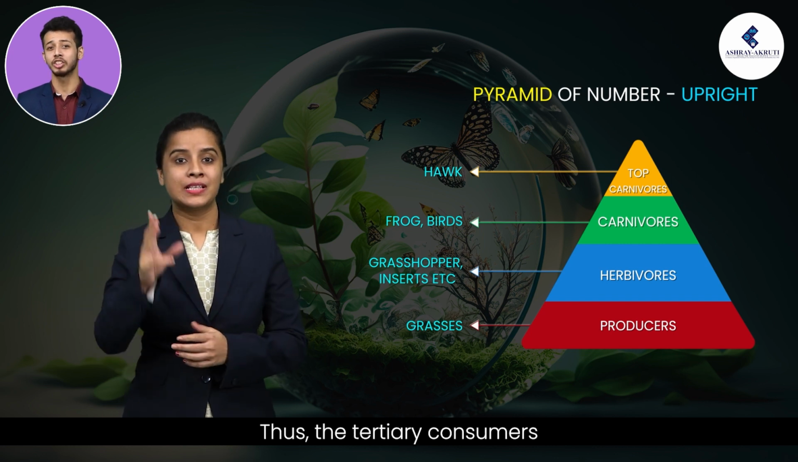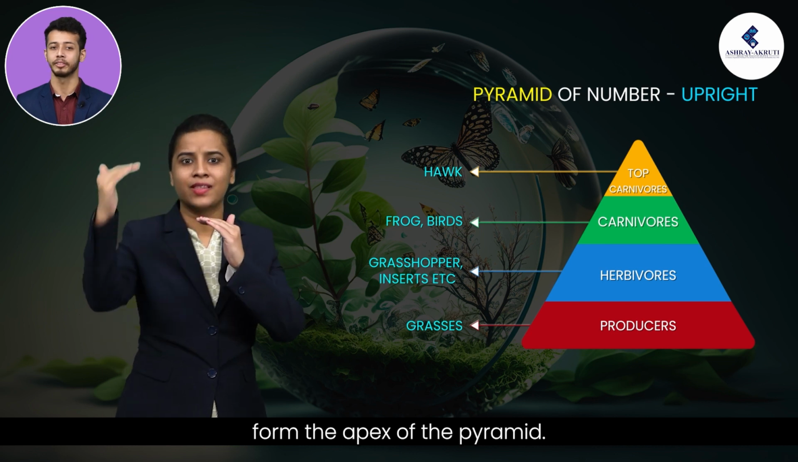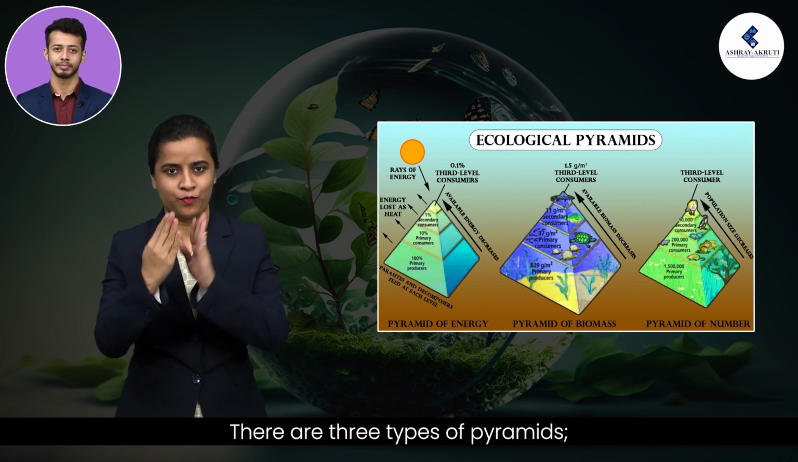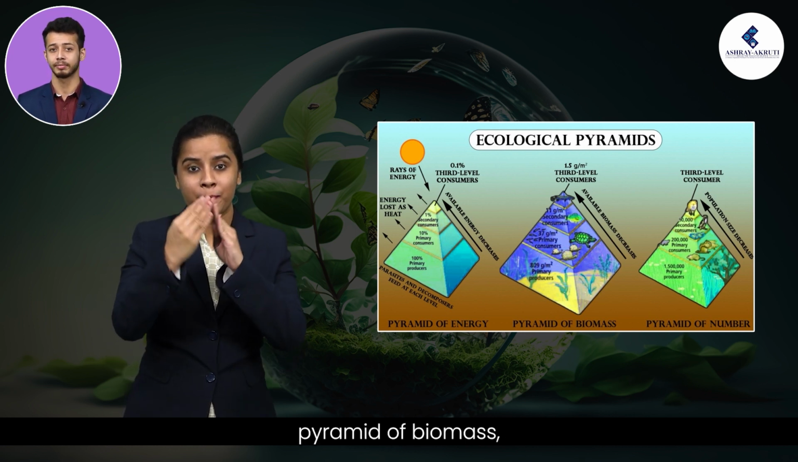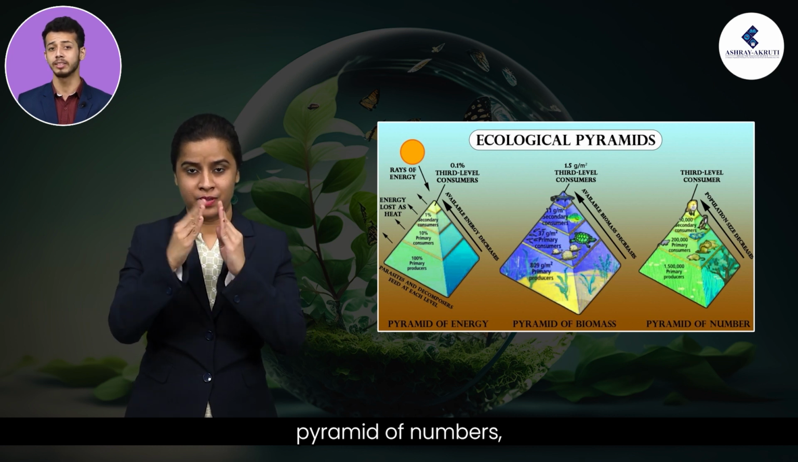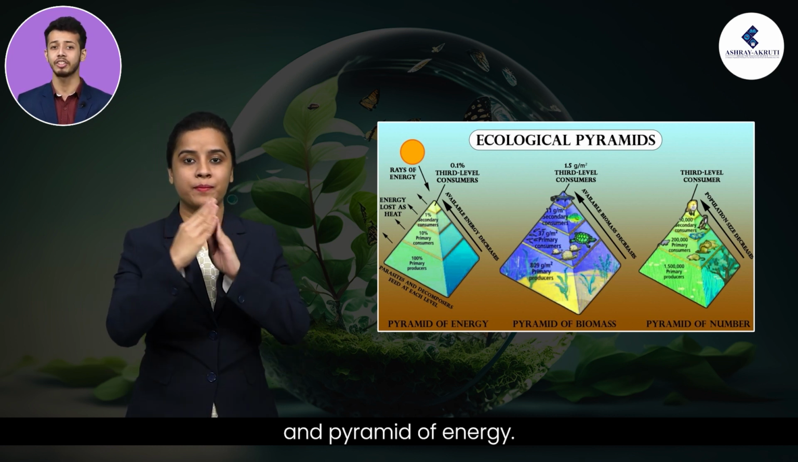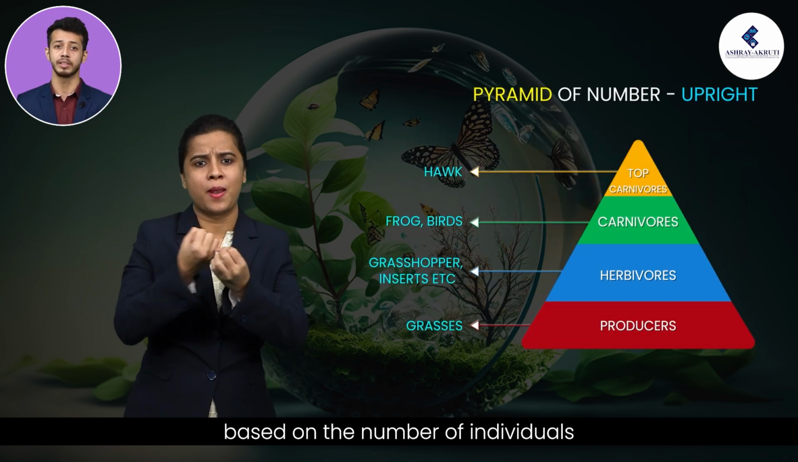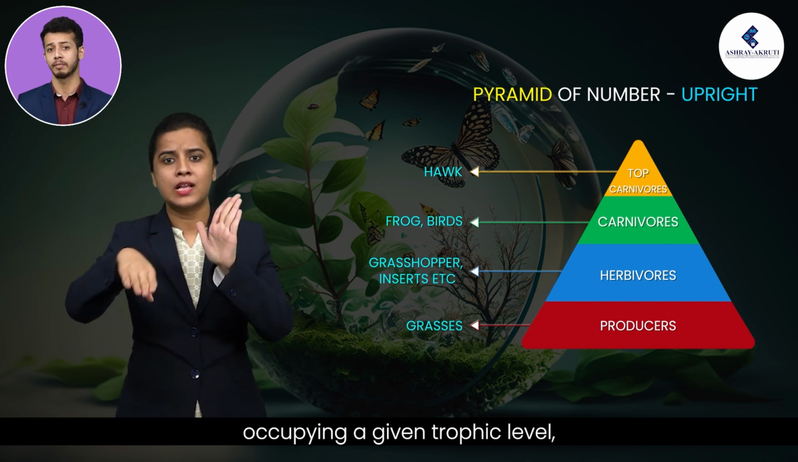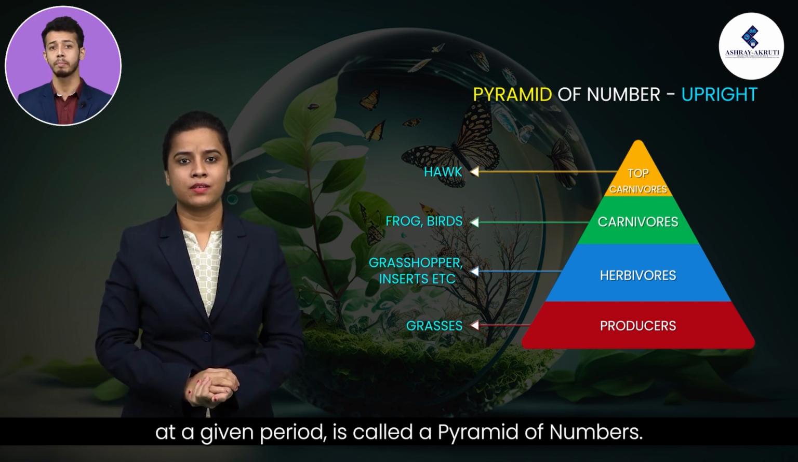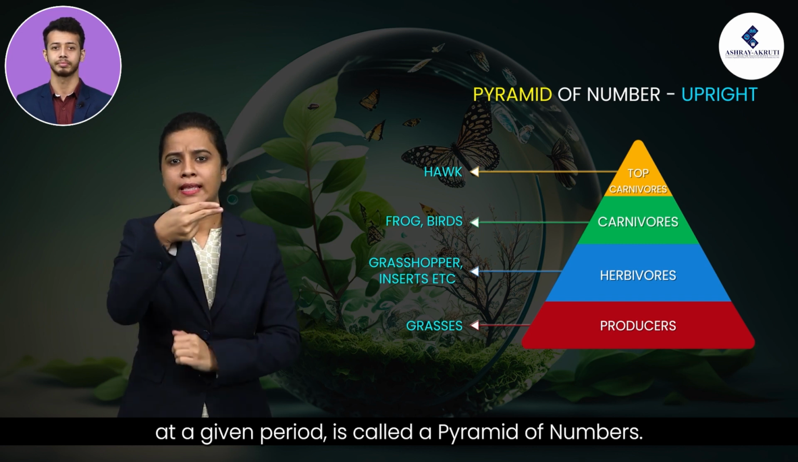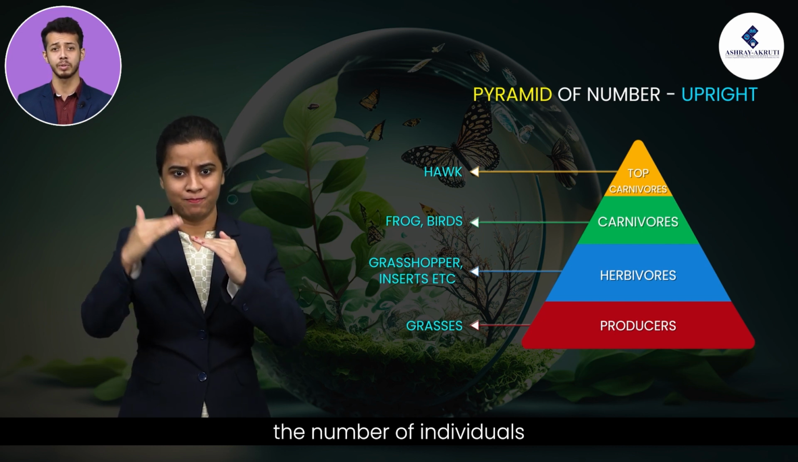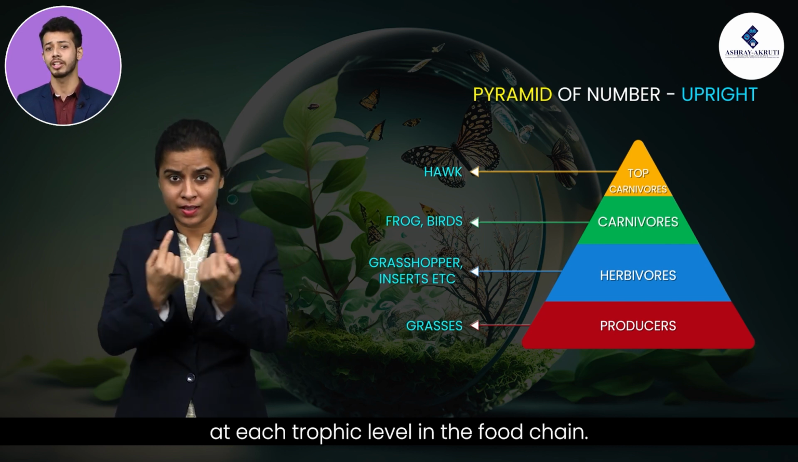Thus, the tertiary consumers form the apex of the pyramid. There are three types of pyramids: pyramid of biomass, pyramid of numbers, and pyramid of energy. A pyramid constructed based on the number of individuals occupying a given trophic level at a given period is called a pyramid of numbers. Each bar represents the number of individuals at each trophic level in the food chain.